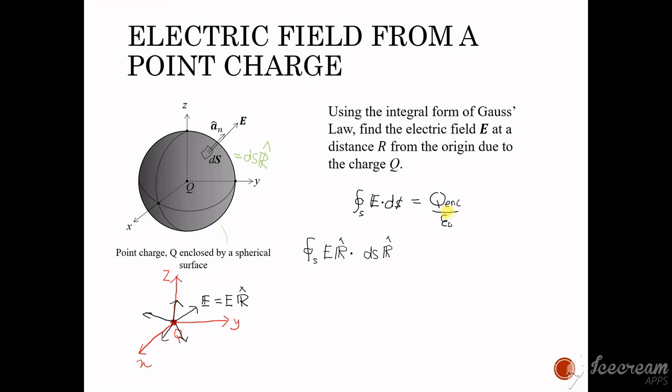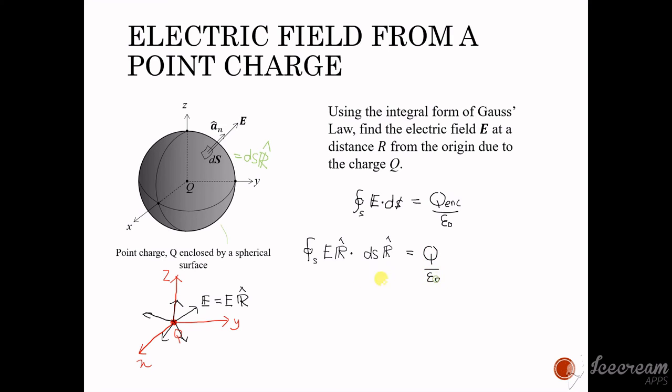How about the charge enclosed? Let's go back to the definition. The charge enclosed means the charge which is enclosed in this closed surface. In our case, our closed surface is a sphere like this, so the charge that we have inside this closed surface is this Q. We only have that one, so we just write it as Q.